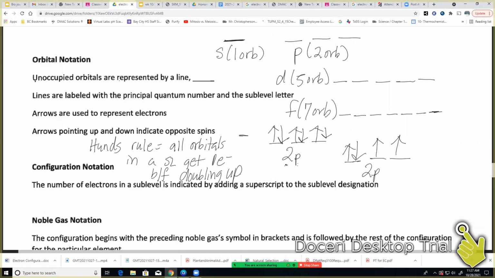So this is the first and longest kind of notation. It's called orbital notation. It's our longest. Then we have configuration notation, or sometimes you'll see it as longhand notation, and it's kind of in between. And then we'll get to our noble gas notation, which is your shortest notation.